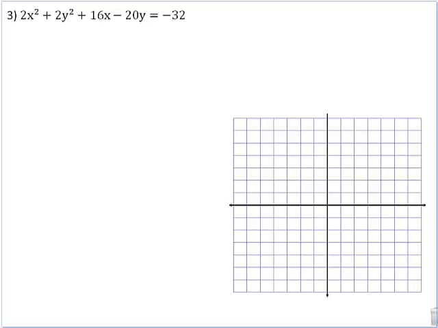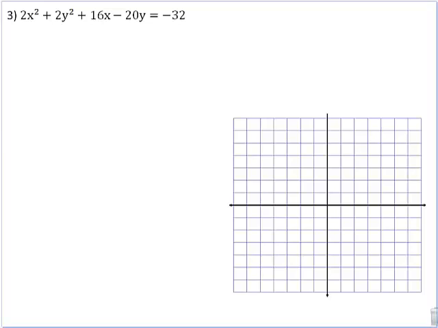All right, number 3: 2x squared plus 2y squared plus 16x minus 20y equals negative 32. It's definitely not both a parabola and a circle. It's a circle, the only one we haven't done yet. Actually, we haven't done a parabola yet either.